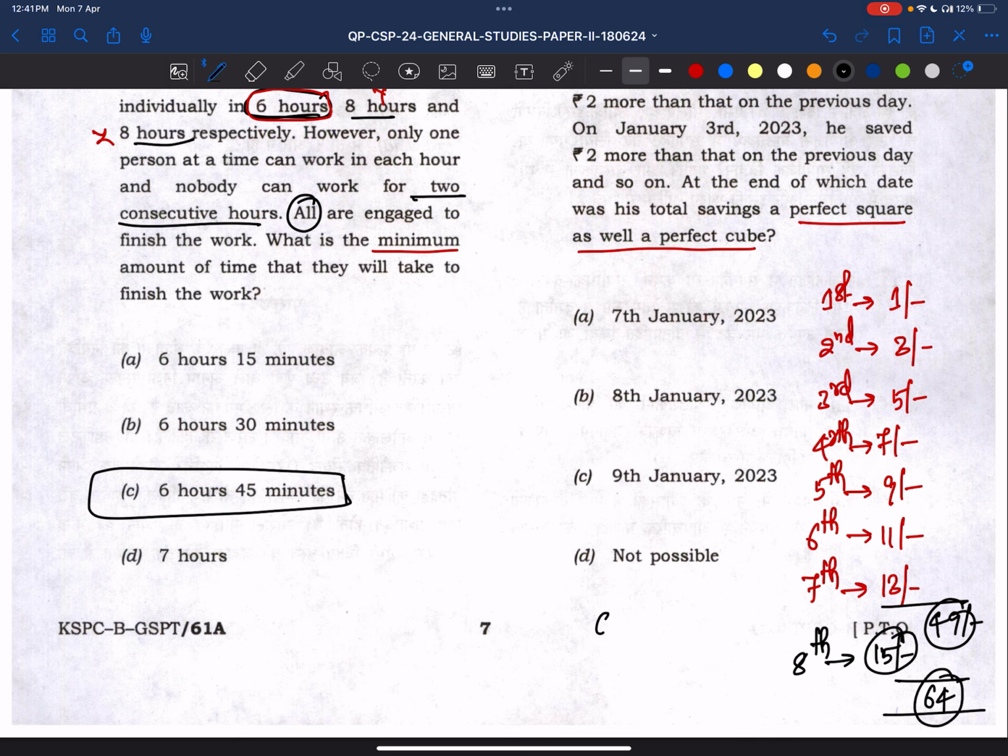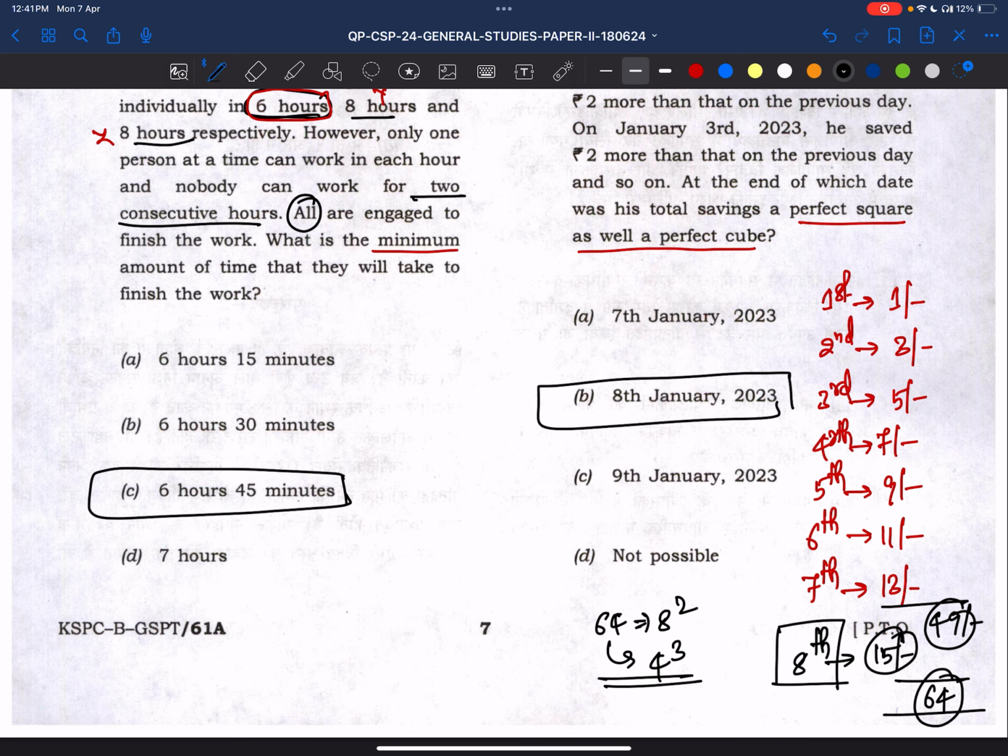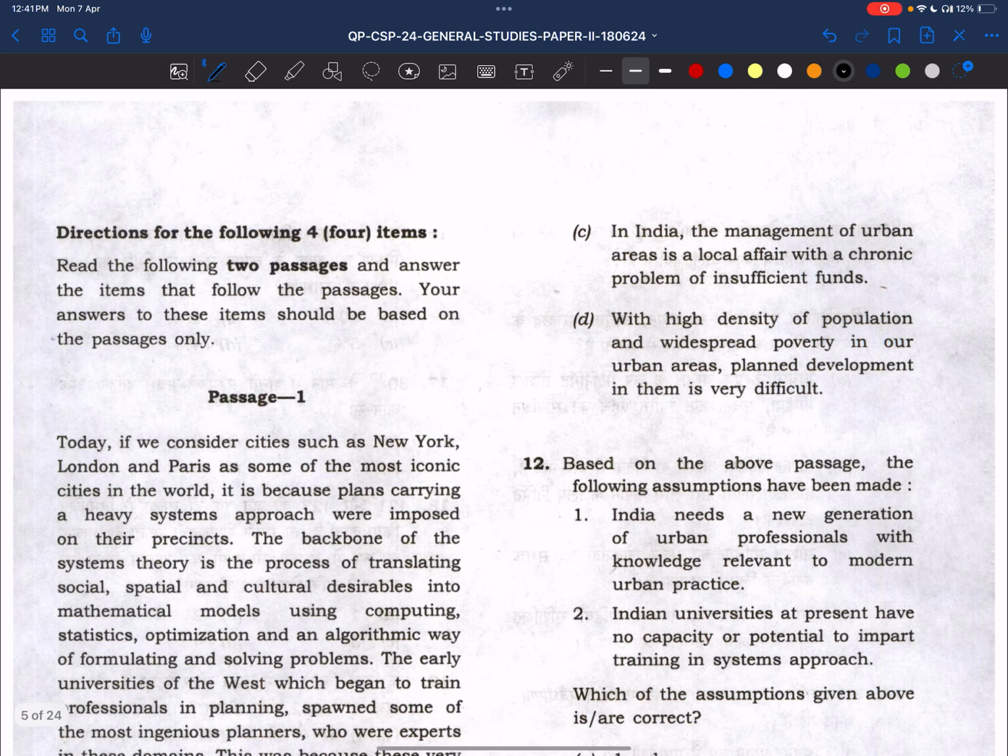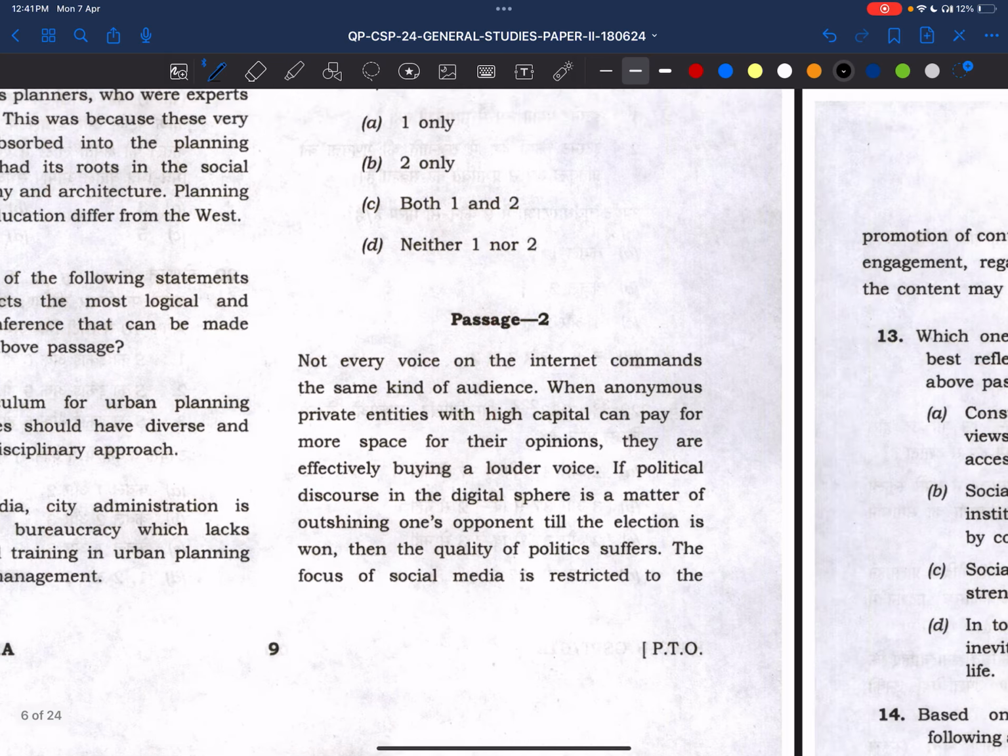See here, 64 is 8 square as well as 4 cube. That means it is both a perfect square and a perfect cube. On which day is he saving this amount? On 8th January. Right? The answer is B. Let's do the next question.